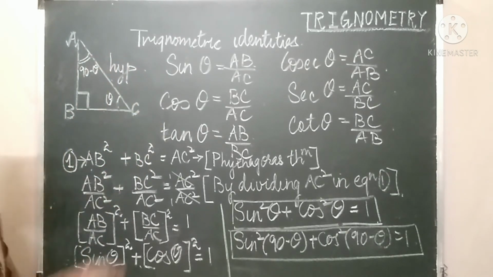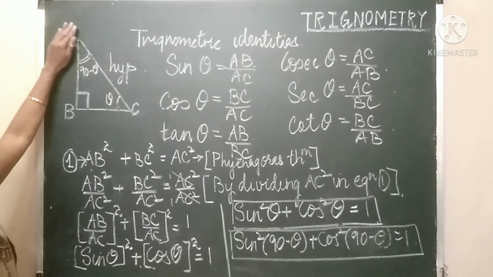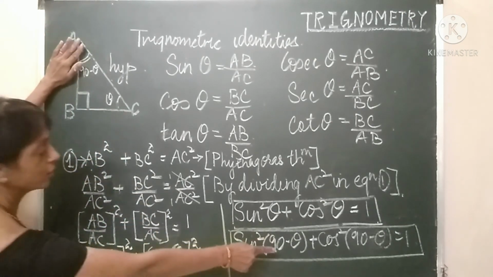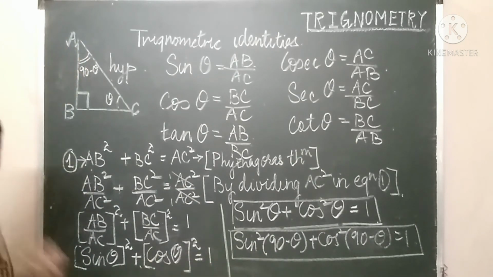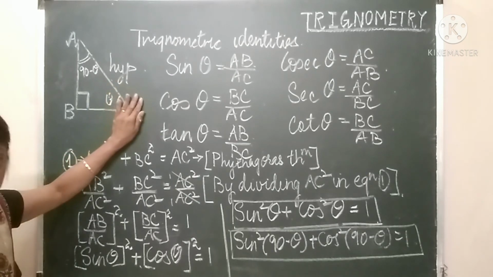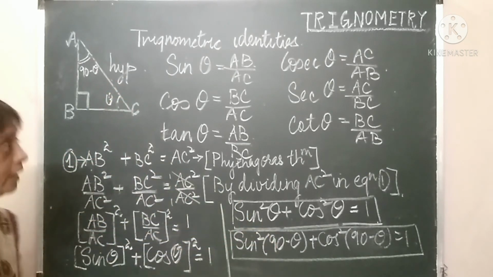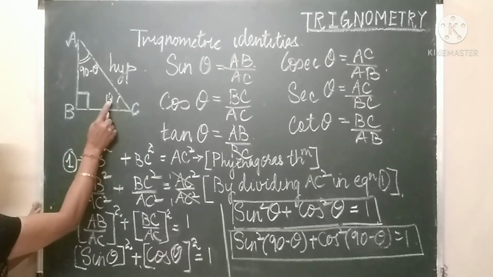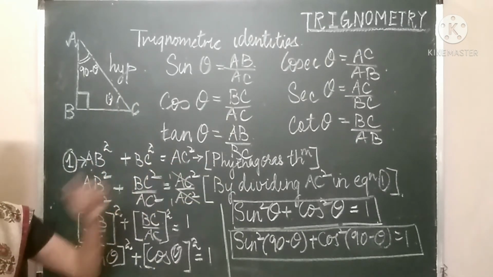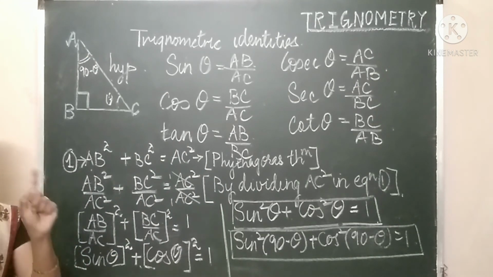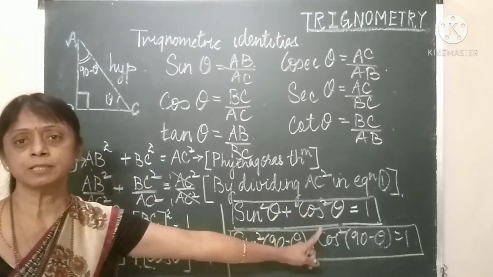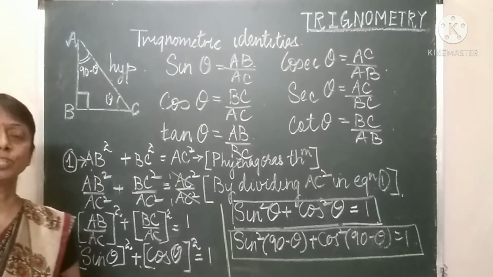In other words, children, we can write sin square A plus cos square A is equal to 1, or sin square 90 minus theta plus cos square 90 minus theta is equal to 1, or sin square C plus cos square C is equal to 1, or sin square theta plus cos square theta is equal to 1. So by using Pythagoras theorem, we were able to get the first trigonometric identity: sin square theta plus cos square theta is equal to 1.